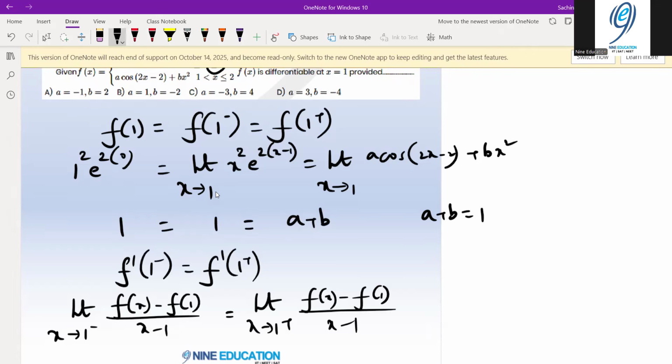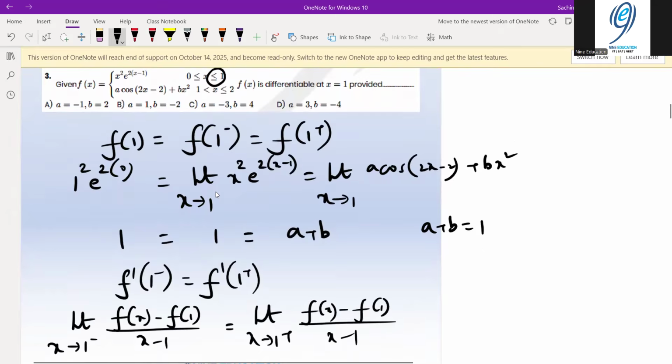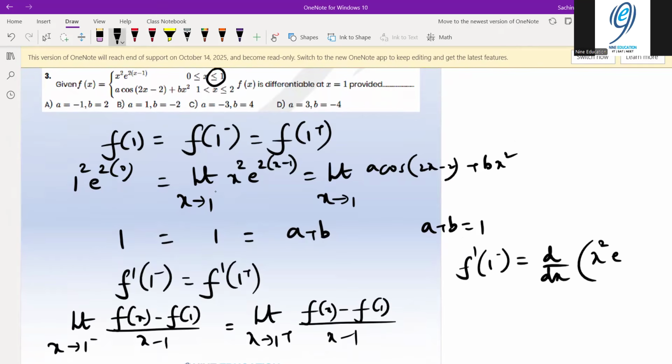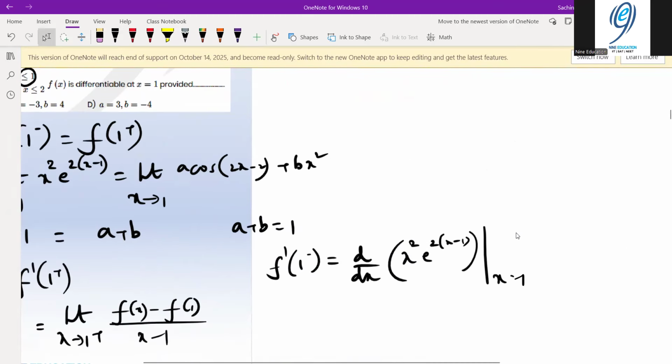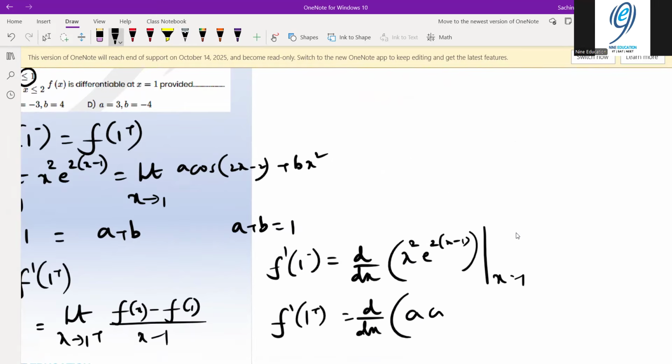But if you know that the function is continuous, then you can differentiate the individual parts. What I mean is to find the left derivative, to find f dash of 1 minus, you can find the derivative of x square e power 2 times x minus 1, right? And then substitute x equals 1. And for the right derivative, you can differentiate a cos of 2x minus 2 plus bx square at x equals 1, right? So this can be done only if that particular function is continuous at that point.